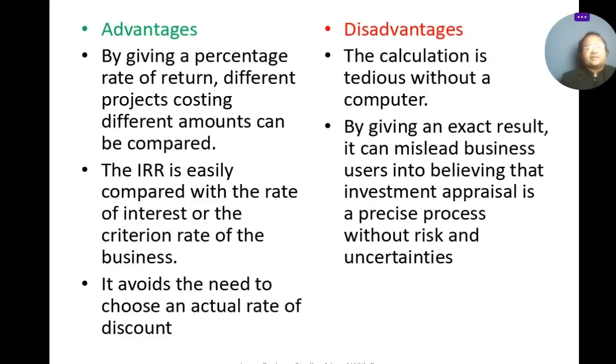Advantages: by giving a percentage rate of return, different projects costing different amounts can be compared. The IRR is easily compared with the rate of interest or the cut-off rate of the business. It avoids the need to choose an actual rate of discount. The disadvantage is that the calculation is very difficult, and you need a scientific calculator or computer. By giving an exact result, it can mislead business users into believing that investment appraisal is a precise process without risk and uncertainty.